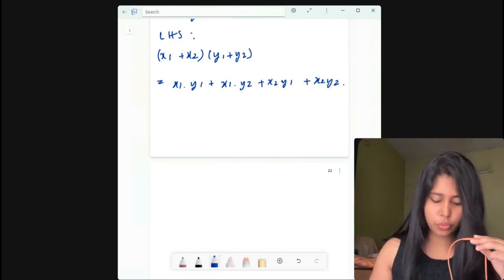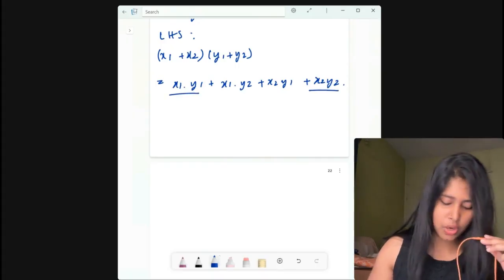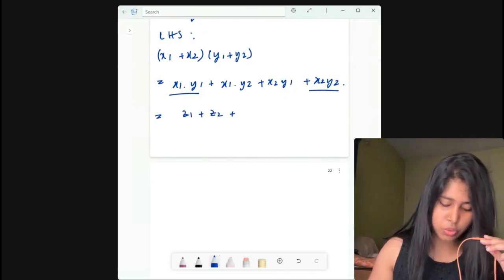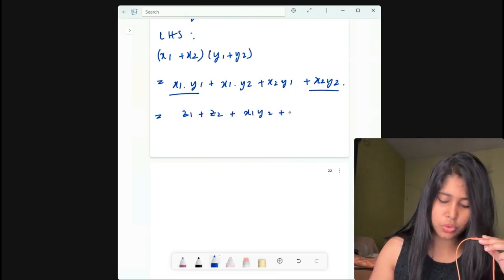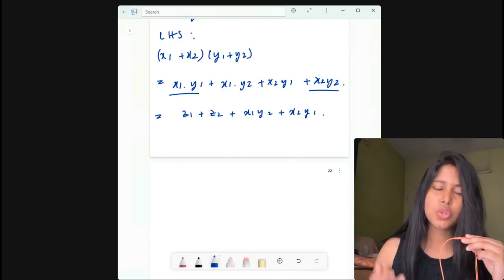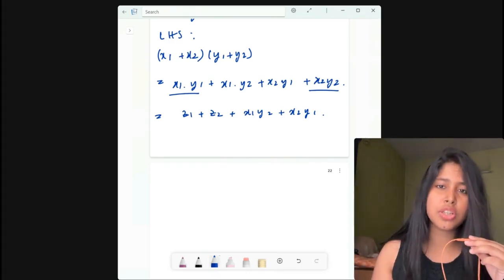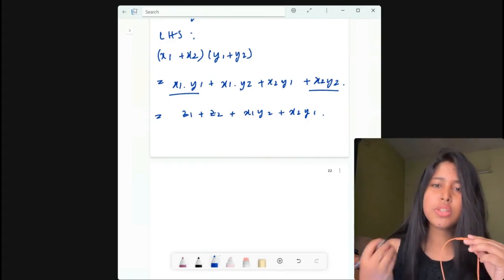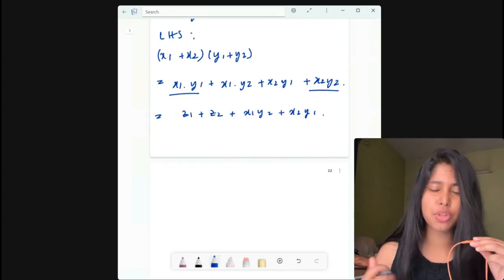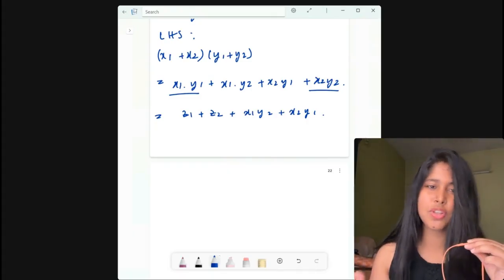Now we already know x1 y1 is z1, and x2 y2 is z2. So if you write it like this, z1 plus z2 plus x1 y2 plus x2 y1. So basically this is not equal to z1 plus z2. It comes out as z1 plus z2 plus a few extra terms, but the RHS should only be z1 plus z2. Those extra terms ruin everything. So this condition is also not holding, so it is not closed under addition. This implies that this is not a subspace.